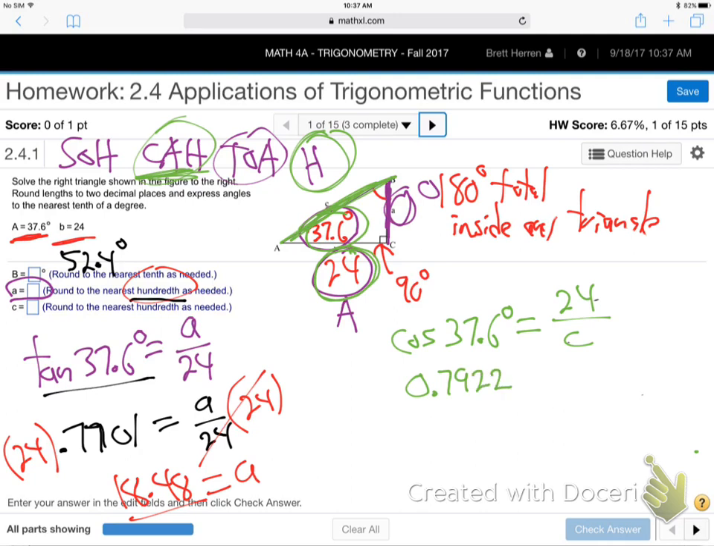0.7922. Good, thank you. That's 24 over c. Now, we've got to solve a little equation for c. Everybody caught up to there? Because this tricks people a lot. I want to make sure I'm helpful here. I've seen people get tricked by this a lot.